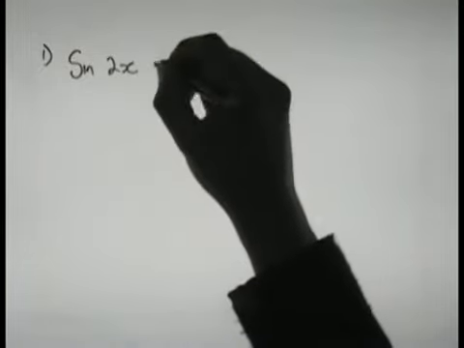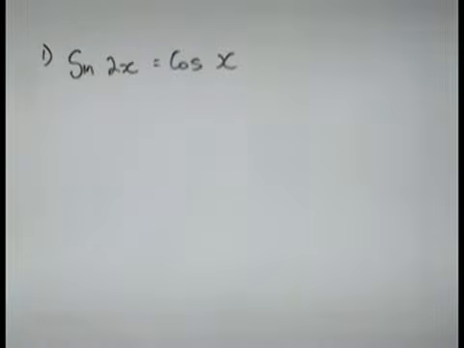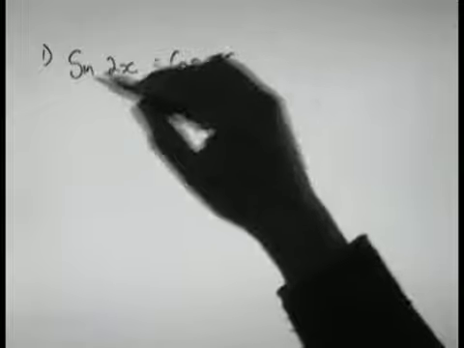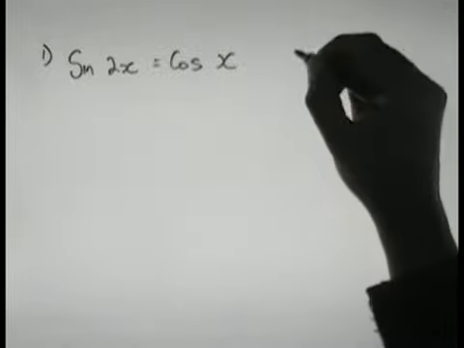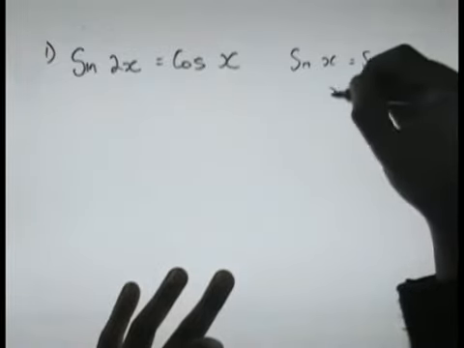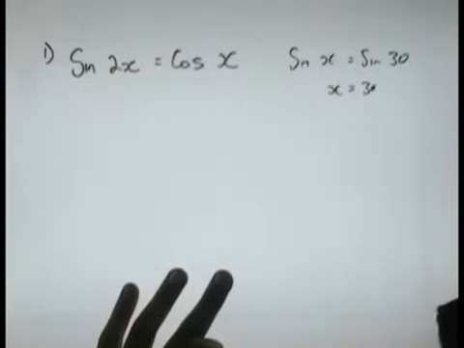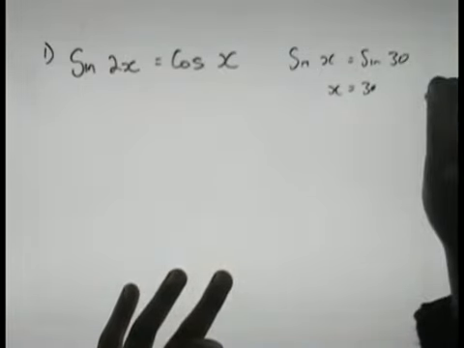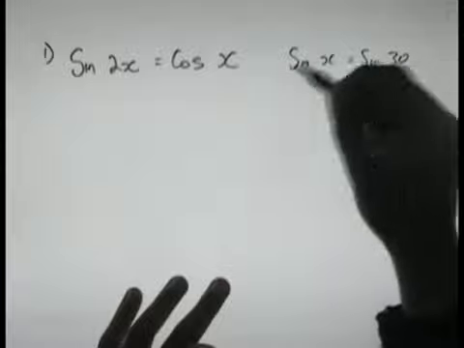The first one I gave you to do read sine of 2x is equal to cos of x. The problem with this is, in order to get rid of the functions sine or cos, they need to be the same function. For example, it's easy to say if sine x is equal to sine of 30, then x is equal to 30 degrees. Right? But they have to both be sine, or they have to both be cos, or whatever.